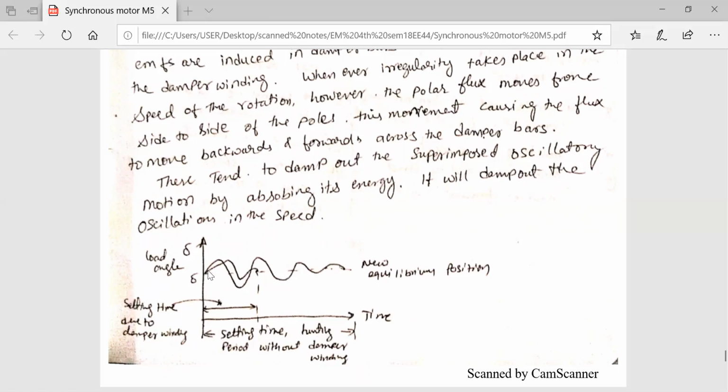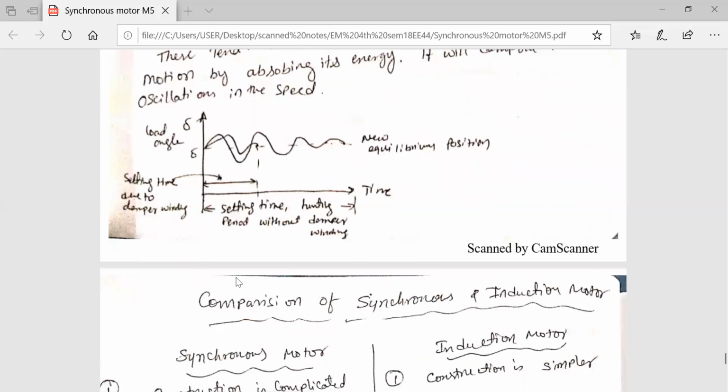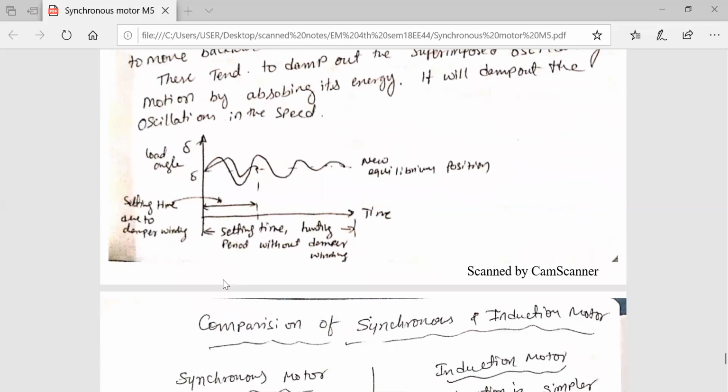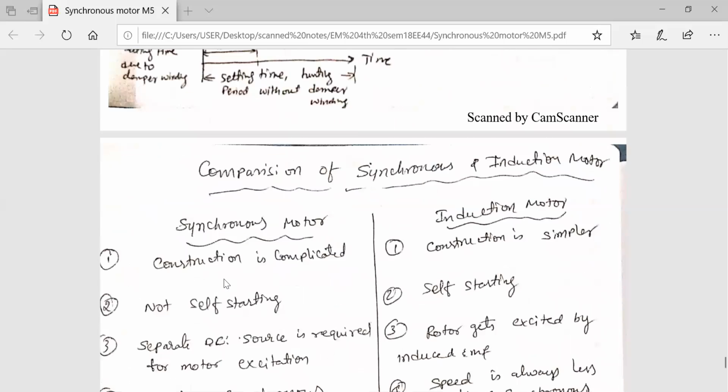So the second curve will reach the steady state within this settling time. Therefore, because of the damper winding, the settling time is going to be reduced, so the motor comes to the steady state before it falls out of synchronism. Hence, these damper windings play an important role during the hunting period. Okay, so this is about hunting as well as damper winding.